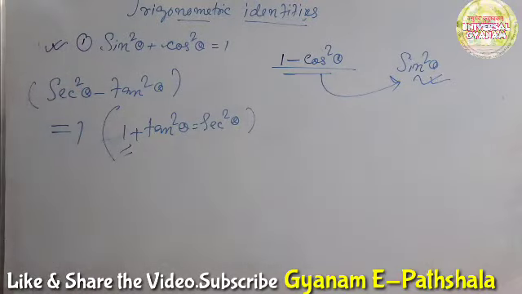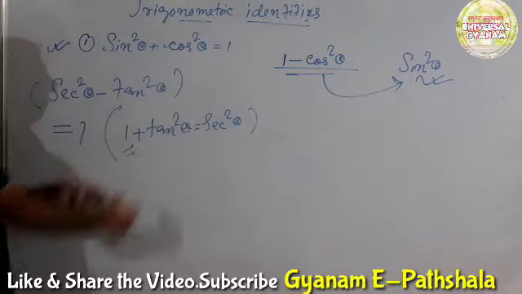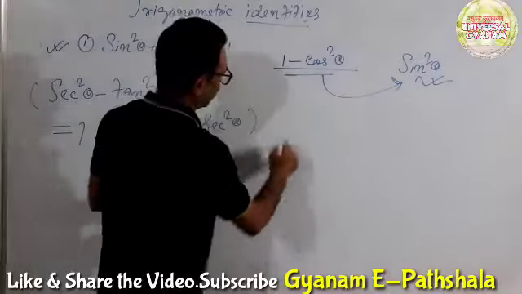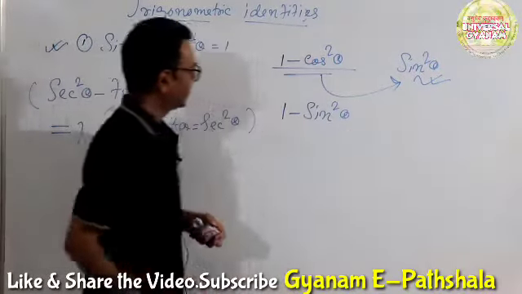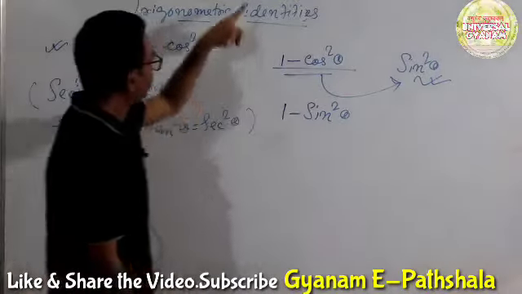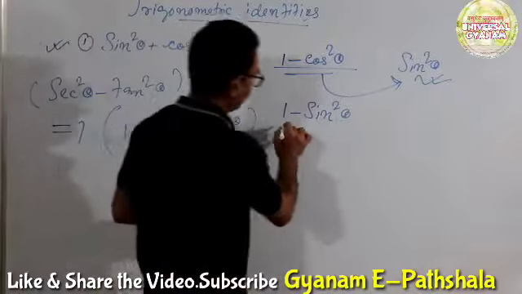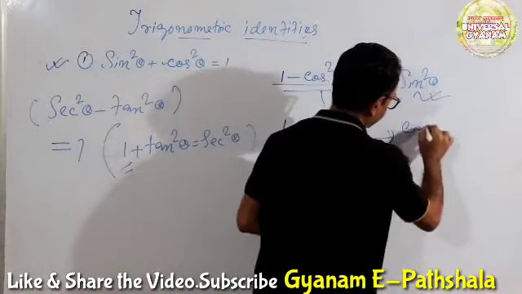So in problems, if you have these long expressions like sec square theta minus tan square theta, 1 minus cos square theta, or say 1 minus sin square theta, you can just reduce them by writing their values in terms of the identities. So in the place of 1 minus sin square theta, you just write cos square theta.